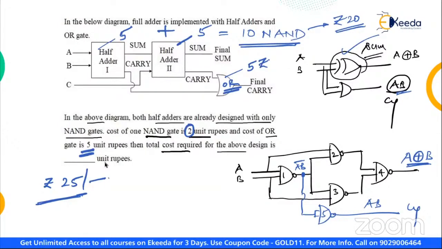So obviously every OR gate can be replaced with a NAND gate. There is no question about it. But since they have given the circuit, we cannot do anything. And secondly, they have also mentioned the cost of the OR gate. So there is no question of replacing the OR gate. Okay, Lokesh.